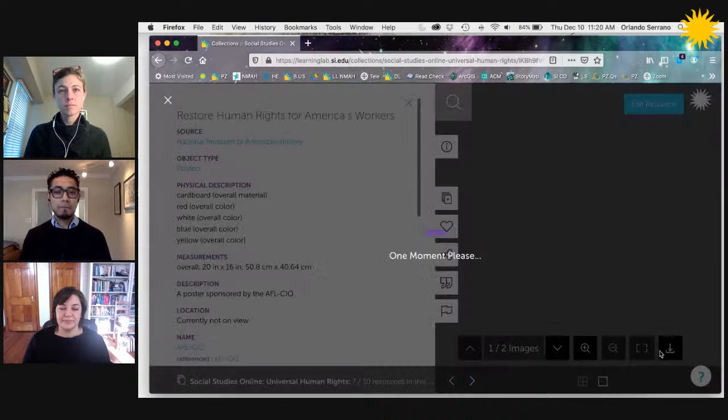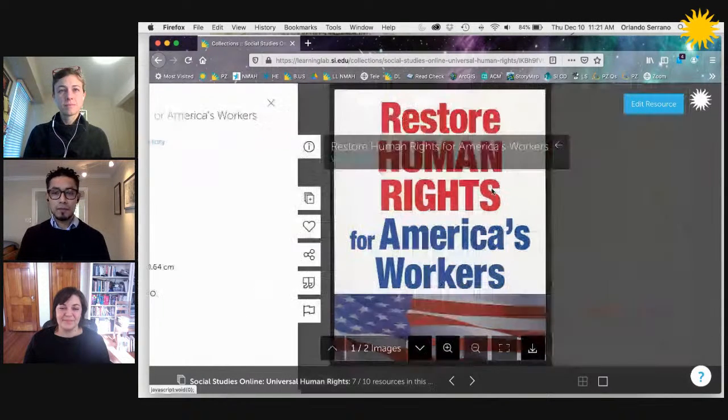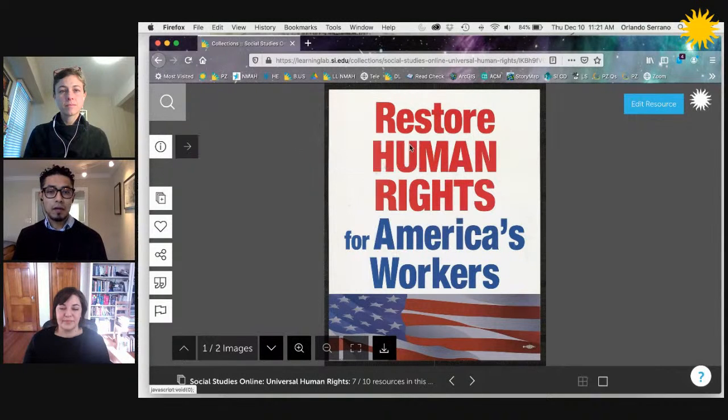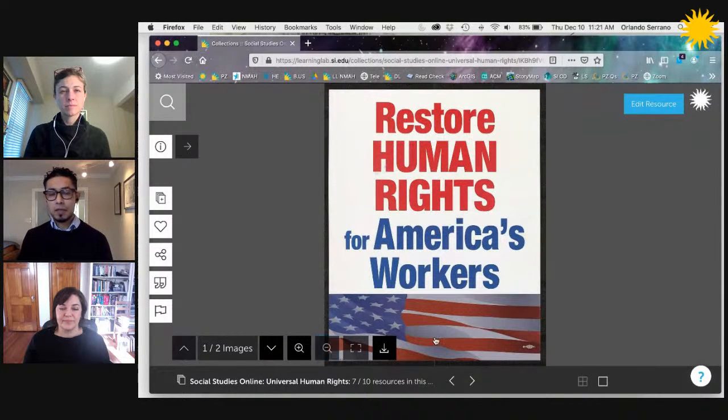So here we have a poster from American history, and it reads, "Restore Human Rights for America's Workers." And we've got another image here on the back. Can you say a little bit about this particular artifact, the context, Meredith? I'm curious about the notion of restoring human rights, because that seems to me that something has been lost. Good point.